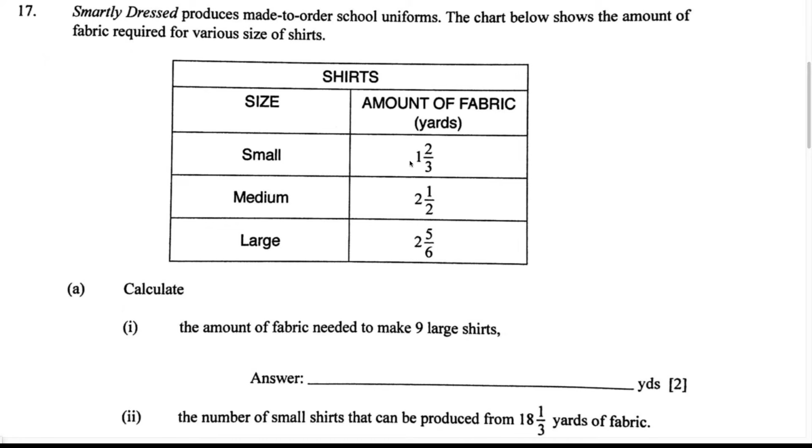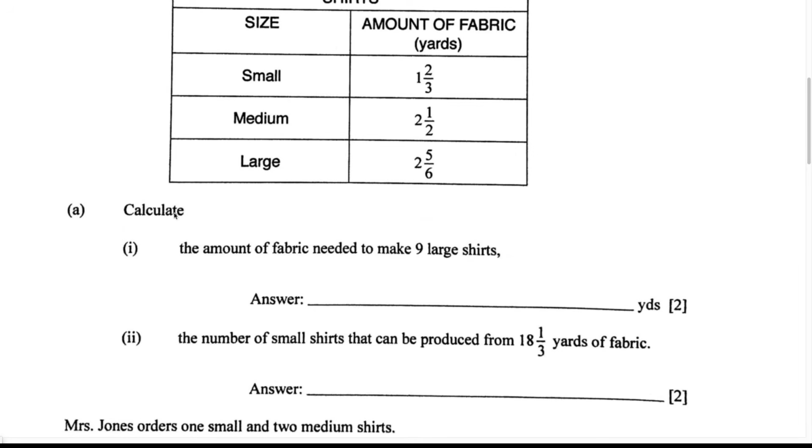Now, for a small, it takes 1 2/3. For a medium, it takes 2 1/2. And for a large, it takes 2 5/6 amount of fabric in yards to make these sizes. So part A says, calculate. The first part of A is the amount of fabric needed to make 9 large shirts.